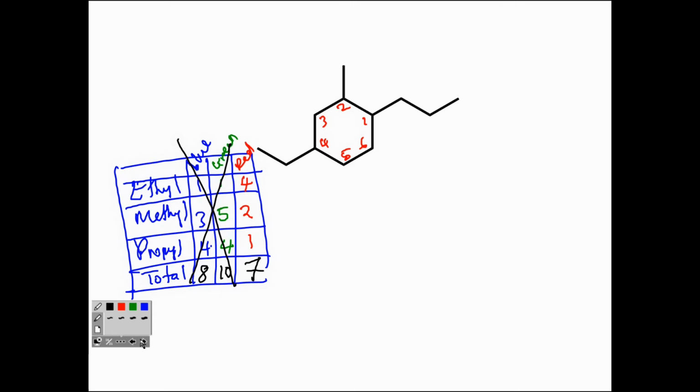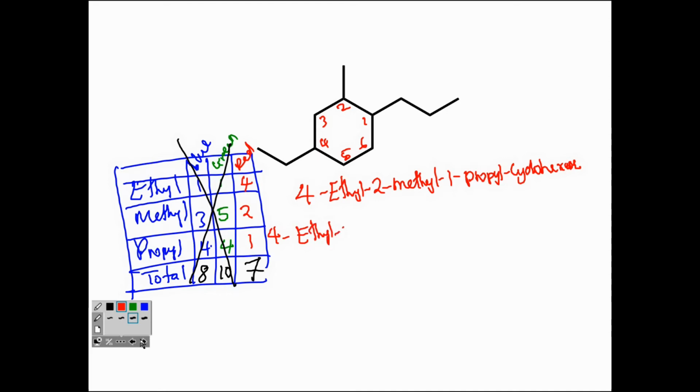Okay, so the red, the name is going to be, going with alphabet, E comes before M and P, so it's EMP, so it's going to be 4-ethyl, and then 2-methyl, and then 1-propyl, and then cyclohexane. Okay, so it's 4-ethyl, 2-methyl, 1-propyl, cyclohexane. Good.